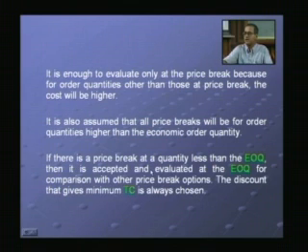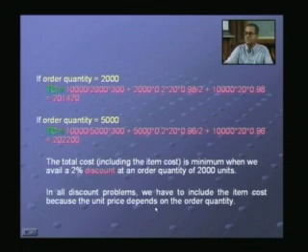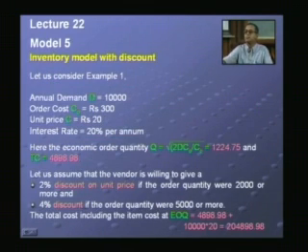If there is a price break at a quantity less than the economic order quantity, then it is accepted and evaluated at the EOQ for comparison with other price break options. The discount that gives minimum total cost is always chosen. We have not considered the case where, for example, there could be a 1% discount if the order quantity is more than 1000. If the vendor is willing to give a 1% discount for order quantity greater than 1000, then we will avail the 1% discount not at 1000 but at the economic order quantity. So, wherever there is a discount which fits into the economic order quantity, we will evaluate it at the EOQ.